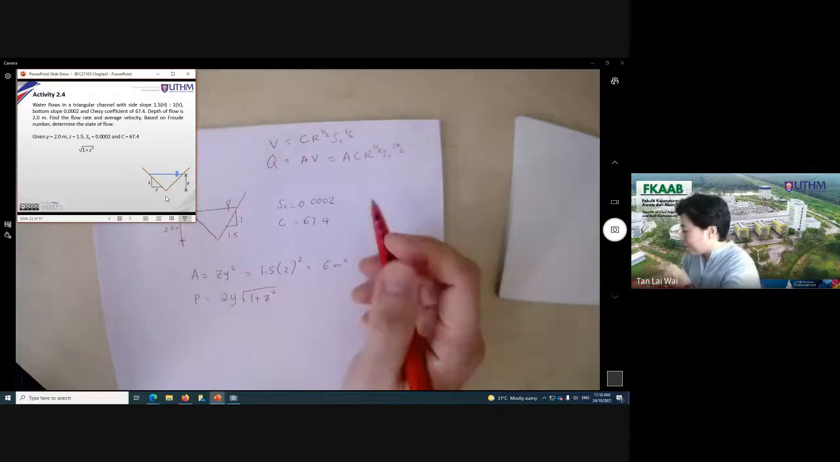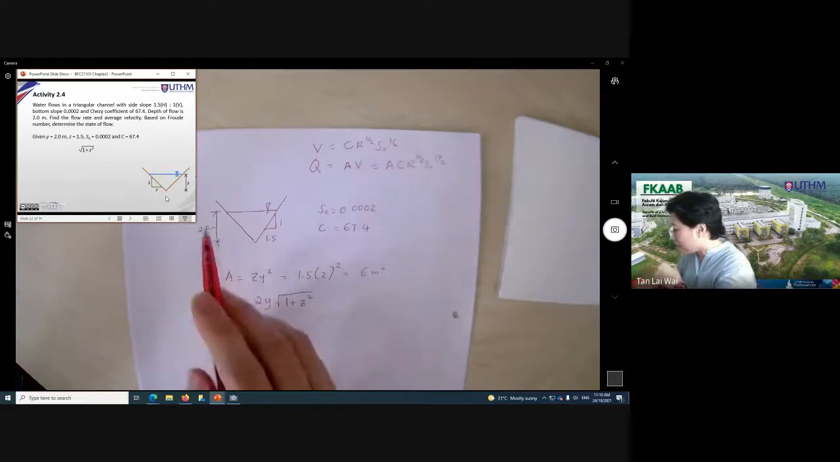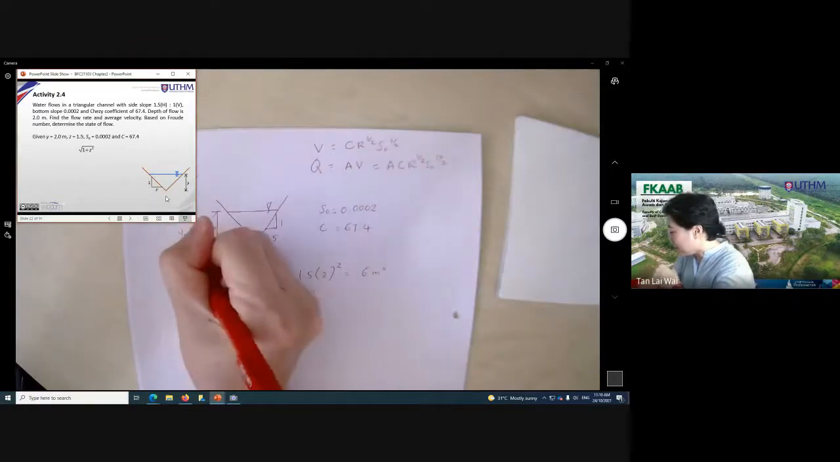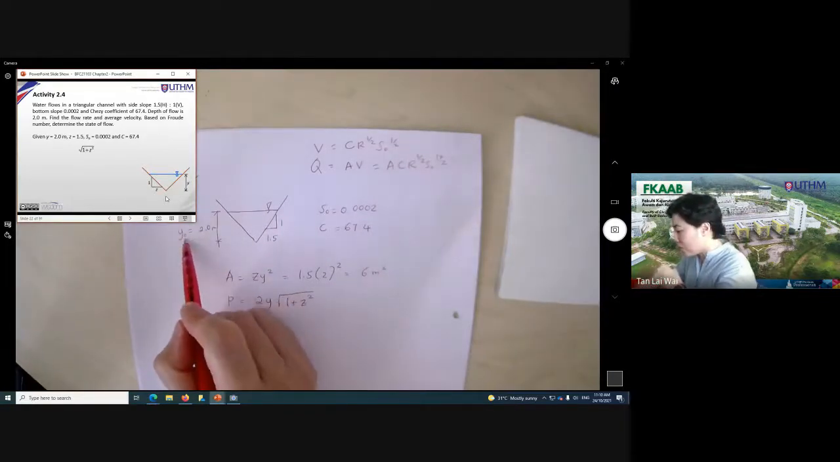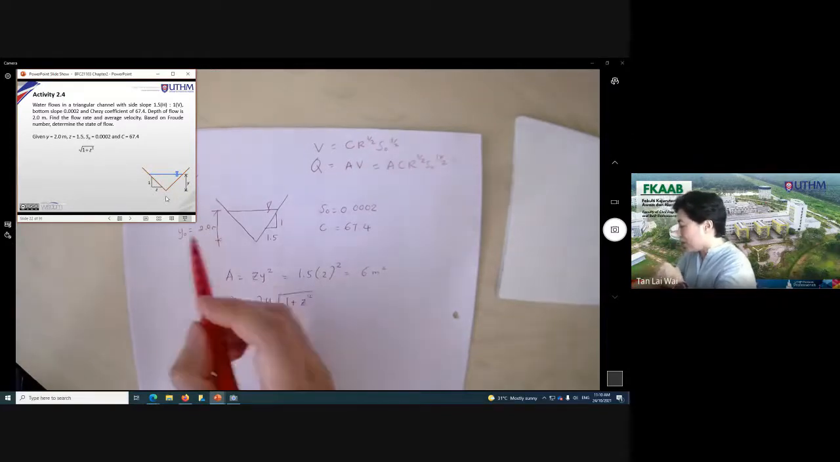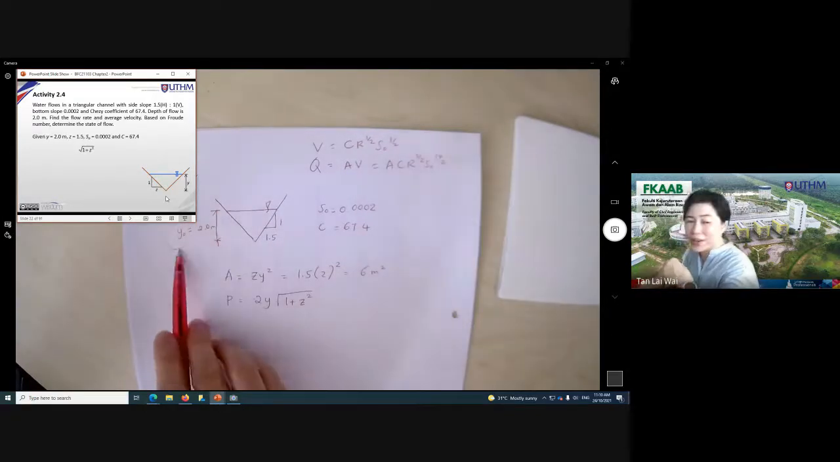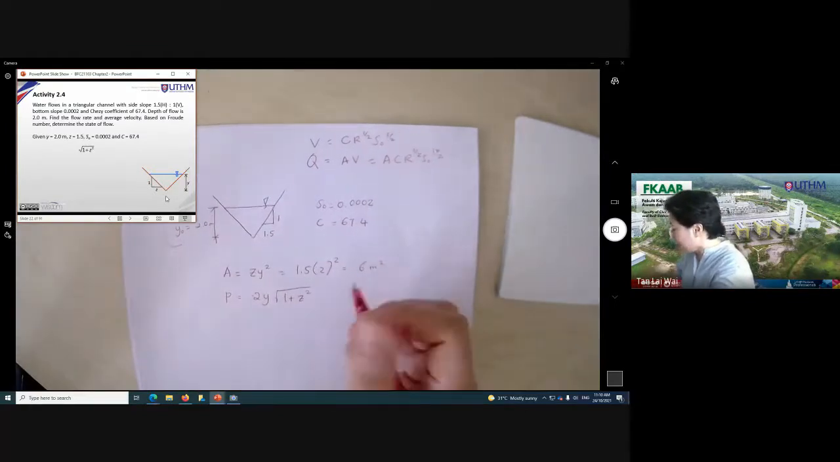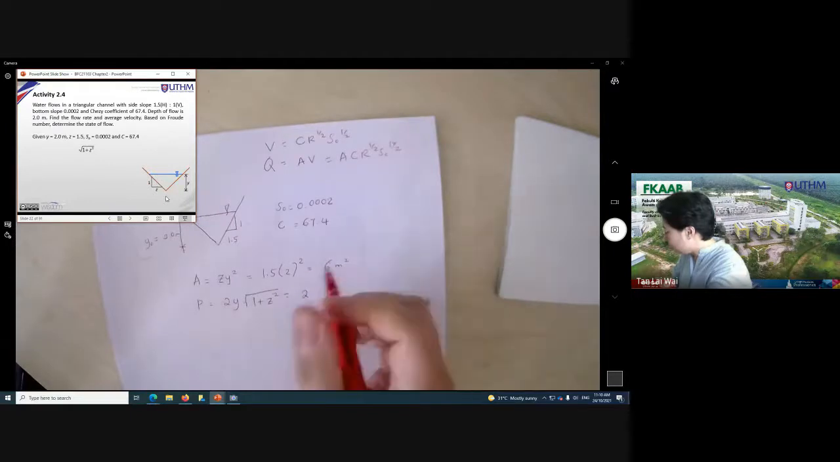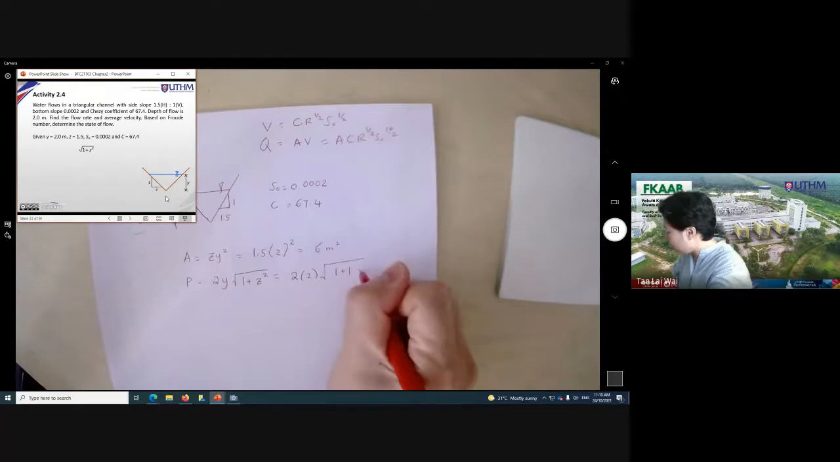Now, for uniform depth of flow, typically the symbol that we use is Y naught, not Y, because it's not uniform flow or depth of normal flow. So you have Y naught equals 2. In later chapters, we are going to use this symbol Y naught for uniform flow, so I'm introducing Y naught here first. So I have 2 times the square root of 1 plus 1.5 squared.